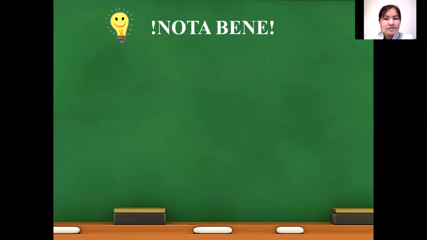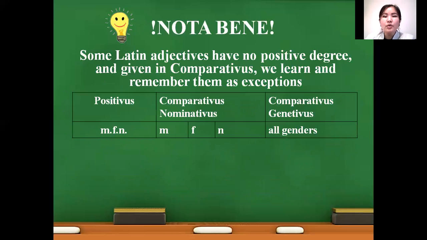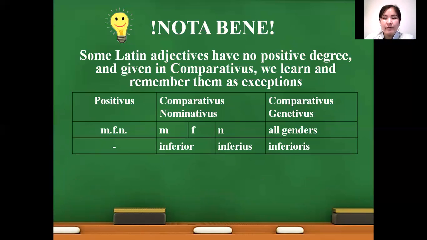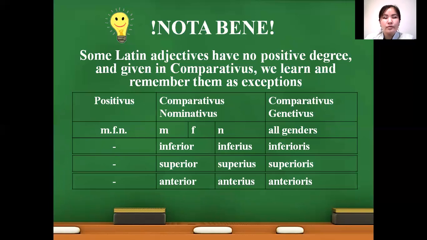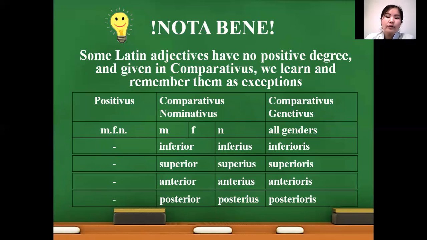One more exception. Some Latin adjectives do not have positive degree and they are given in comparativus form. They must be also remembered and learned. These exception adjectives are inferior, inferius, inferioris; superior, superius, superioris; anterior, anterius, anterioris; and posterior, posterius, posterioris. These adjectives do not have positive forms and are used in comparative degree.